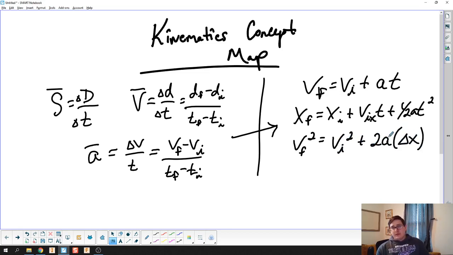Now, when you're using any of these kinematics formulas, very often you're not given one variable. And so in the first two, you see that you use time, but in this last one, you don't. So if you're not given time or an easy way to find time, you're probably going to use that third equation.